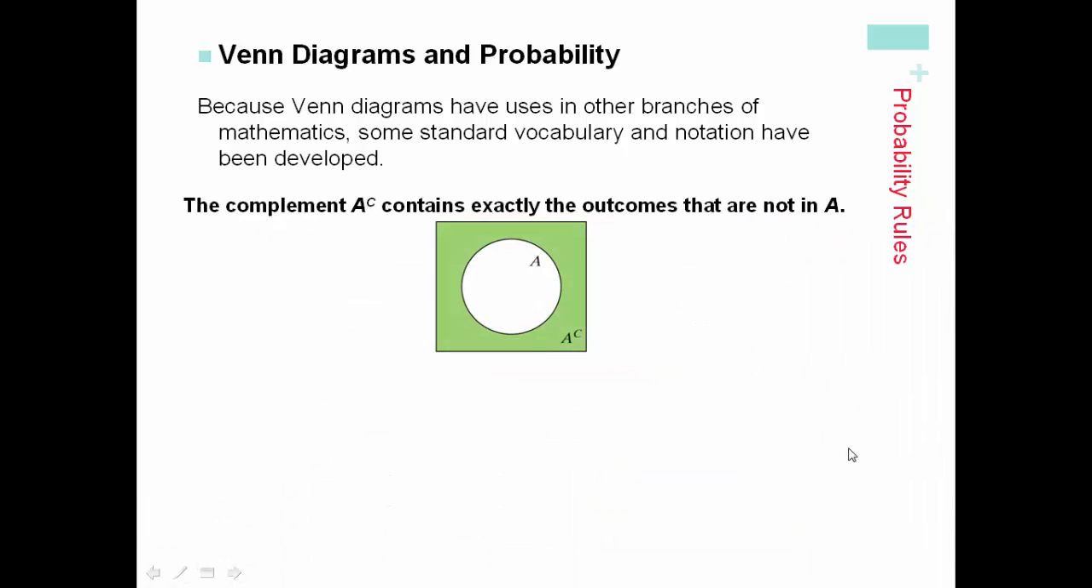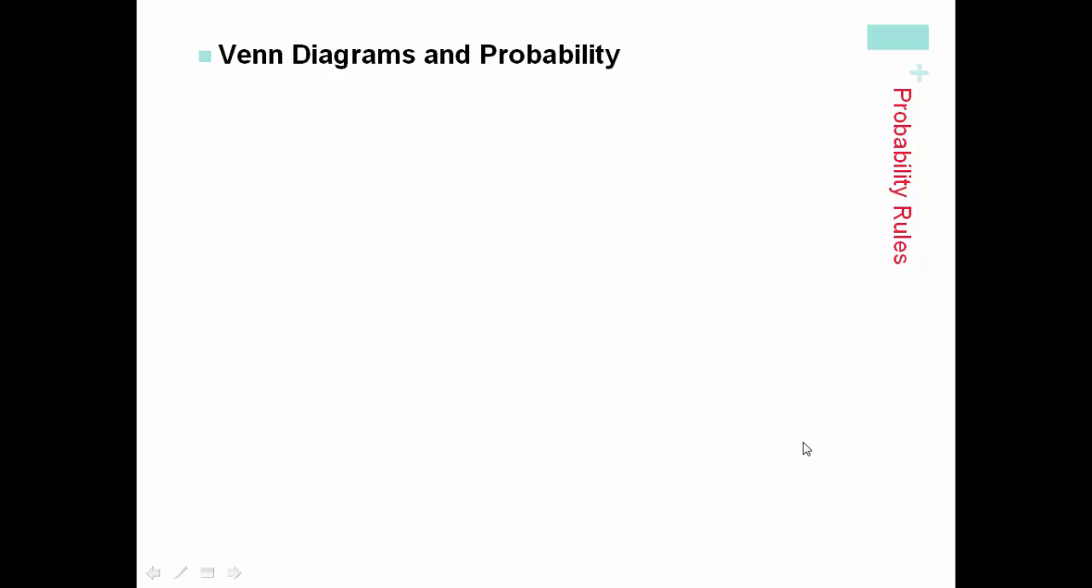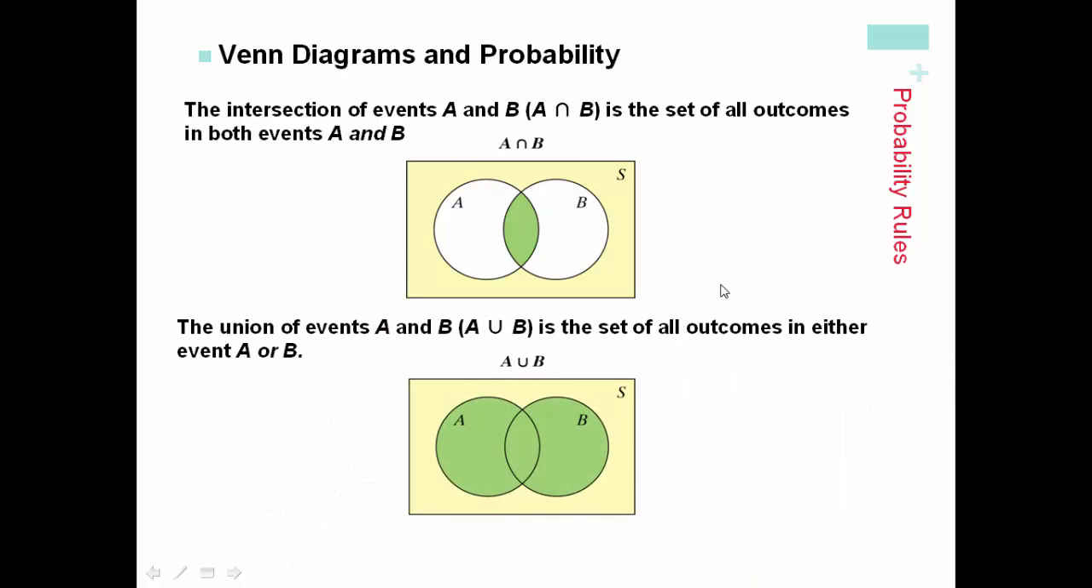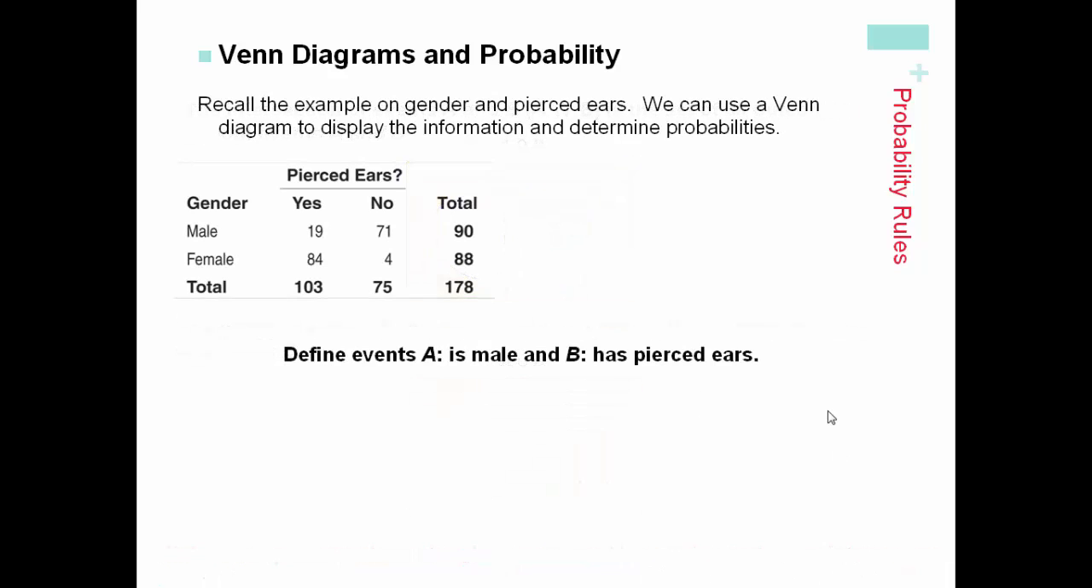So here's some information on what it would look like for Venn diagrams. Here's a complement and A. Here are events A and B mutually exclusive because they do not overlap. They have no outcomes in common. And then here's the one we just looked at, the probability of A and B, which is the probability of the intersection. Here's our symbol for intersection. That's in green. And then here's the union of A and B, which is a set of all outcomes in either A or B. So that would be both of these pieces in green, and this is A union B. So we remember U is for union and N is for intersection.